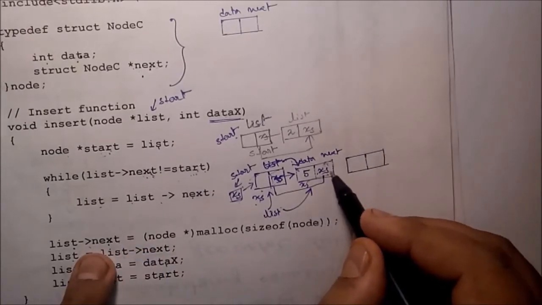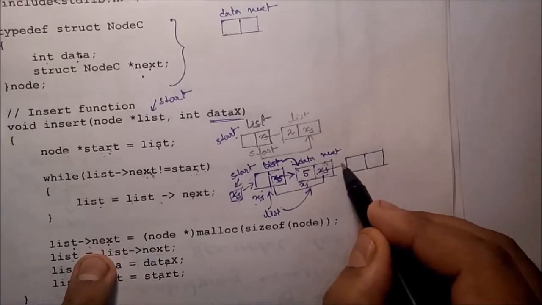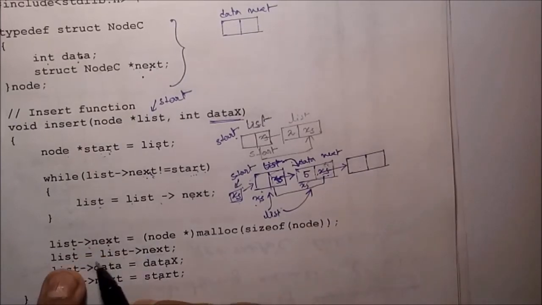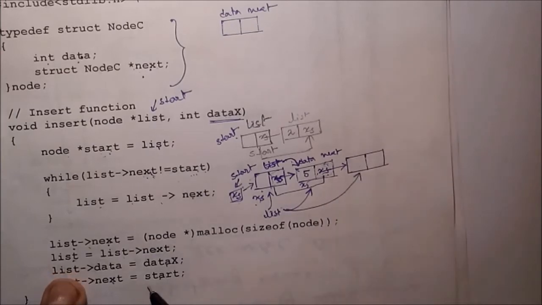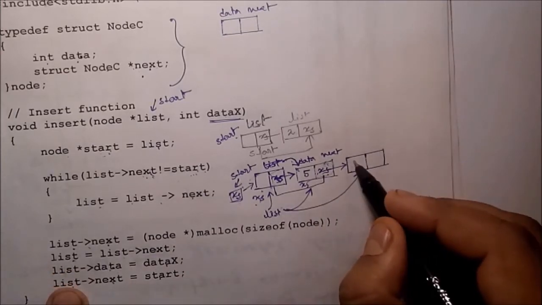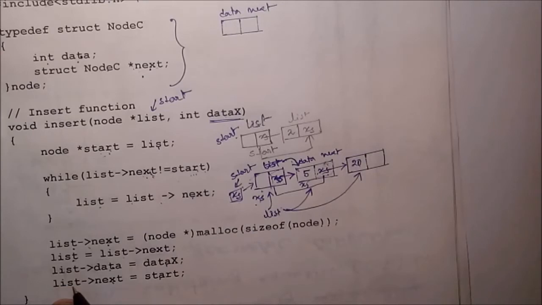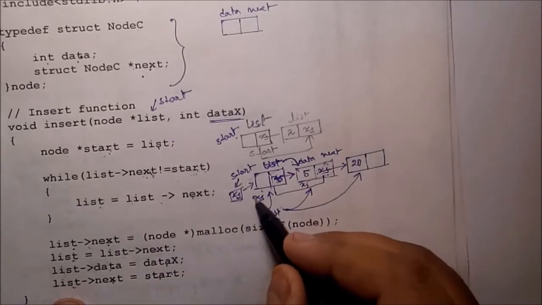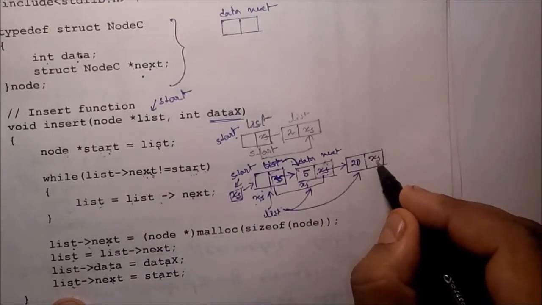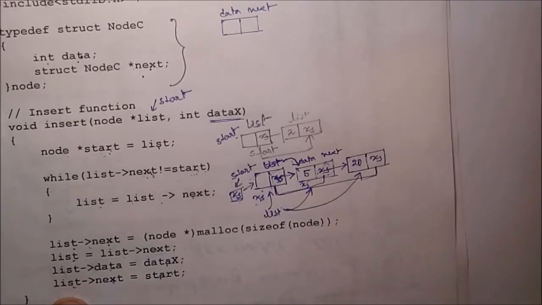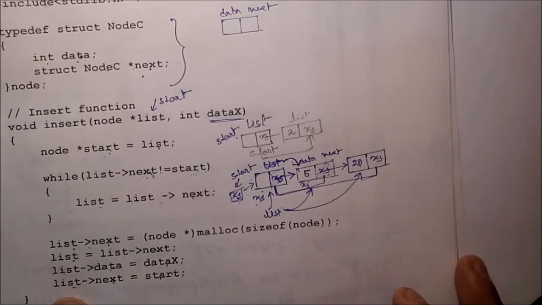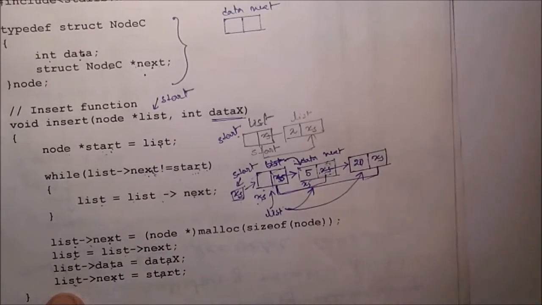Okay, and in list next we store the address of this particular node, and list is equal to list next. Now list is equal to this one. Now list data is equal to data x, suppose 20, and list next is equal to start. In start, xs is there, we put xx. Now still it is a circular linked list. Okay, so is it clear how to insert data?